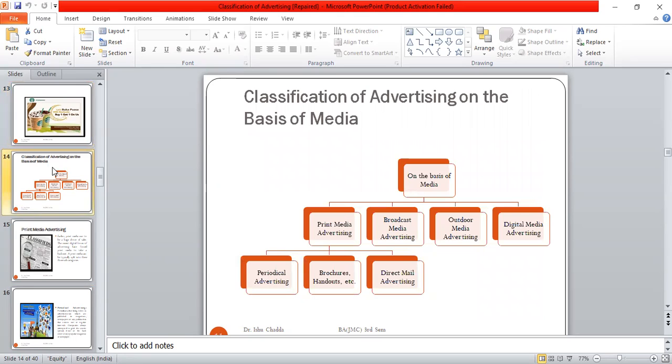Next, when we talk about the classification of advertisement on the basis of media, it has been classified into four types: print media advertising, broadcast media advertising, outdoor media advertising, and digital media advertising. Further, print media is divided into three parts: periodical advertising, brochure handouts, and direct mail advertising.